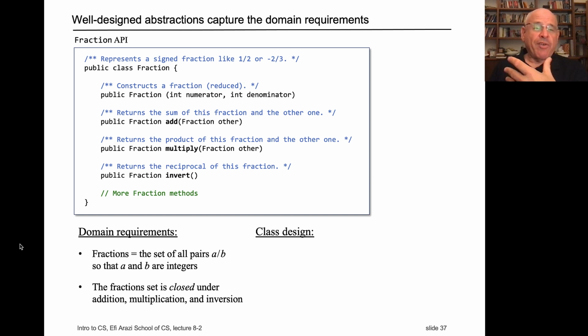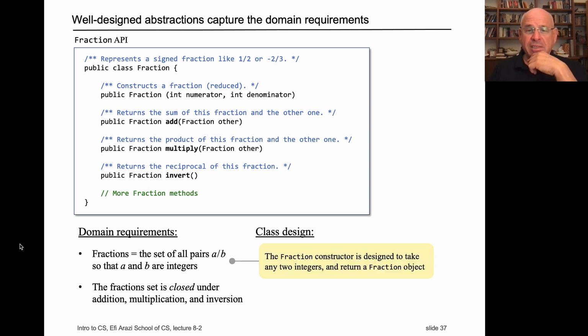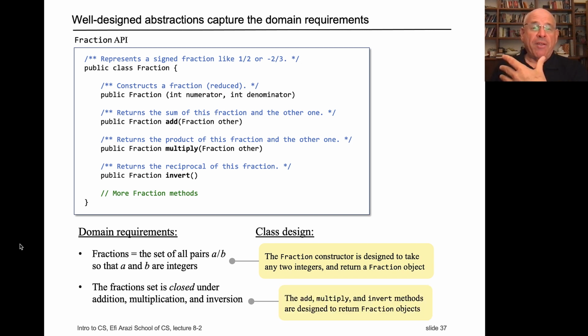And this is captured very nicely by this class, because the fraction constructor is designed to take two integers and return a fraction type. And all the methods that we see here take one or more fractions and return yet another fraction. How do I know it? I look at the API. The data types of all these methods, of the return values of these methods, is fraction. So I realize these requirements.